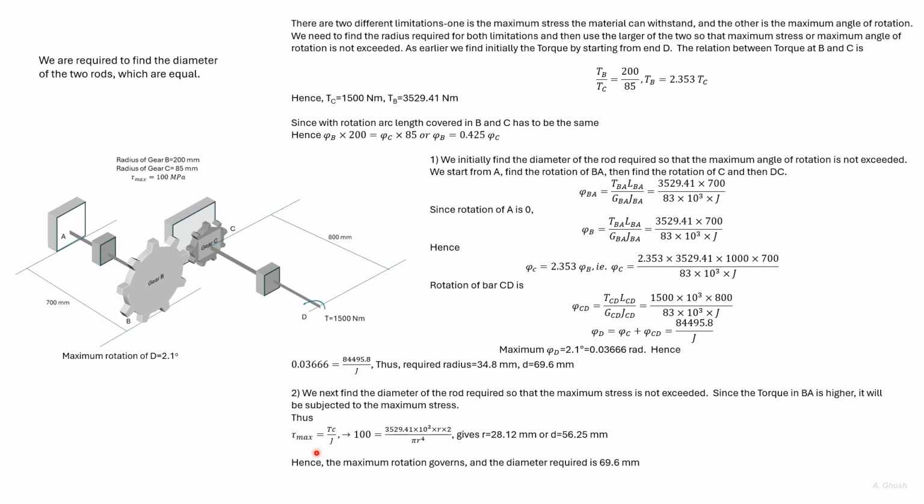So in this equation, we know the torque, we know the maximum stress, so we can find out J divided by C, from which we can find out the radius and the diameter. We see that the diameter related to the rotation criteria is higher, and as such will govern.